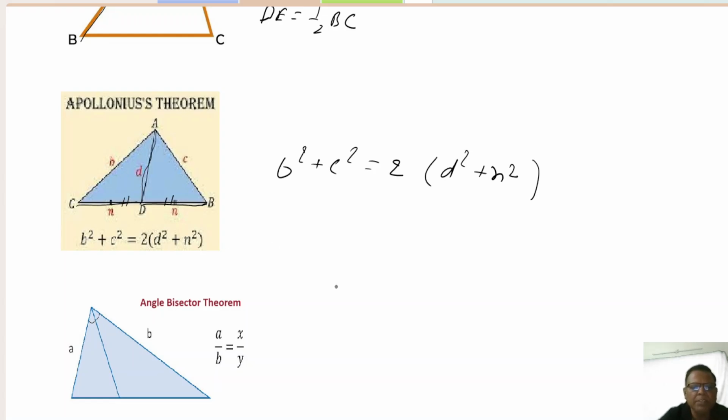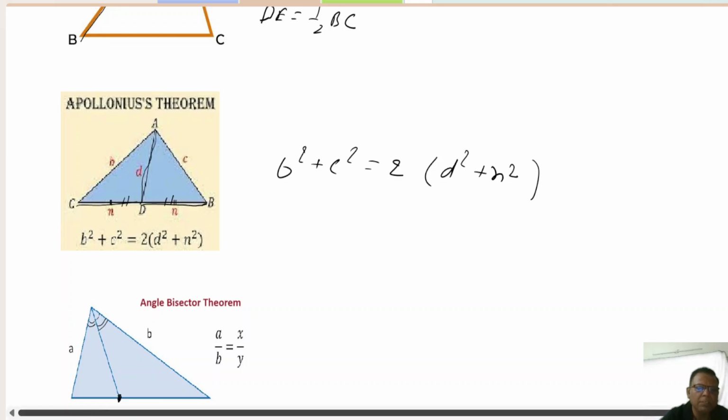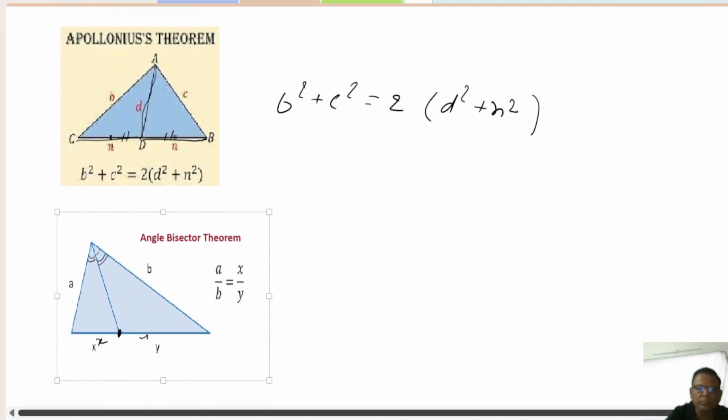The third theorem is the angle bisector theorem. You draw a line which is bisecting the angle. Previously in Apollonius theorem, it was bisecting the sides; now here it is bisecting the angle. So if the angle is bisected, making x here and y here, then a by b will be x by y.